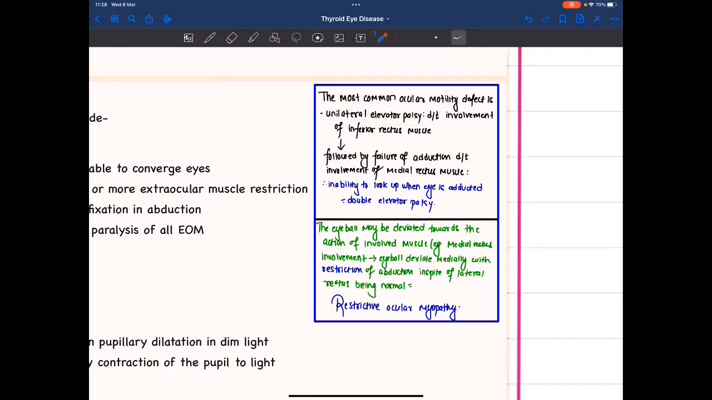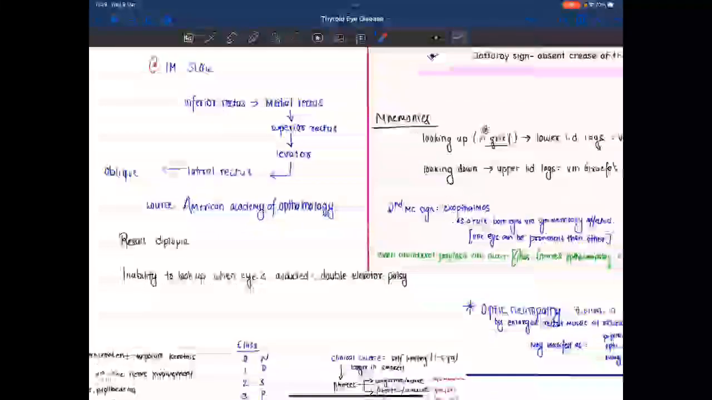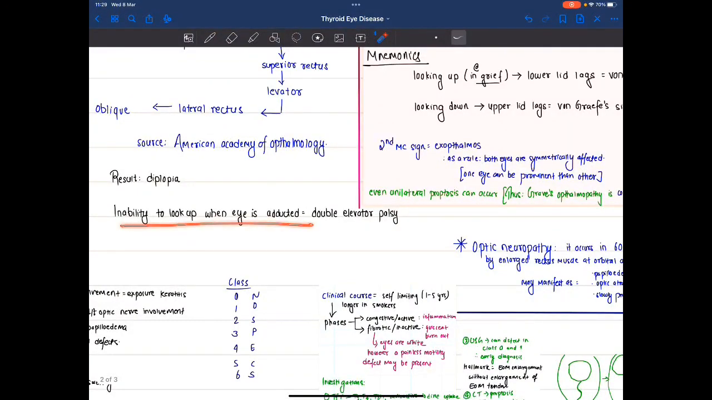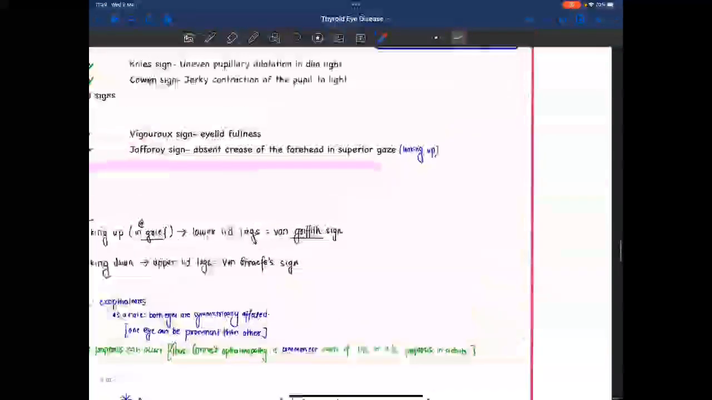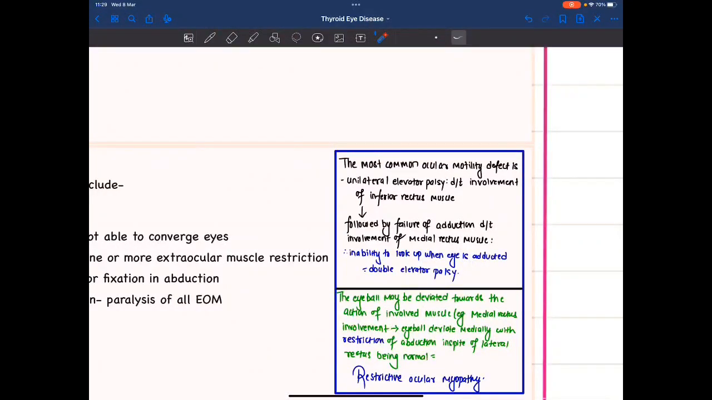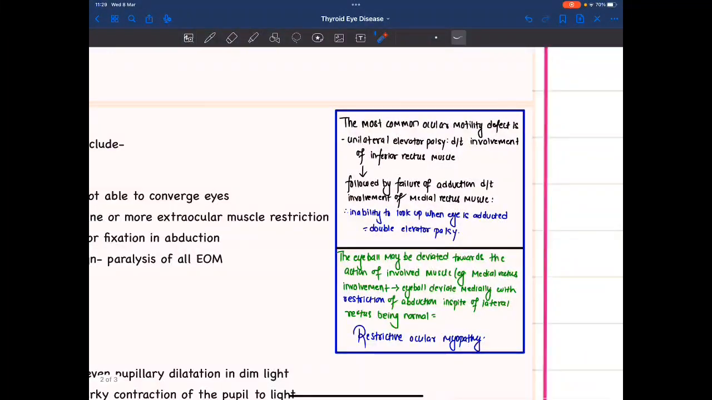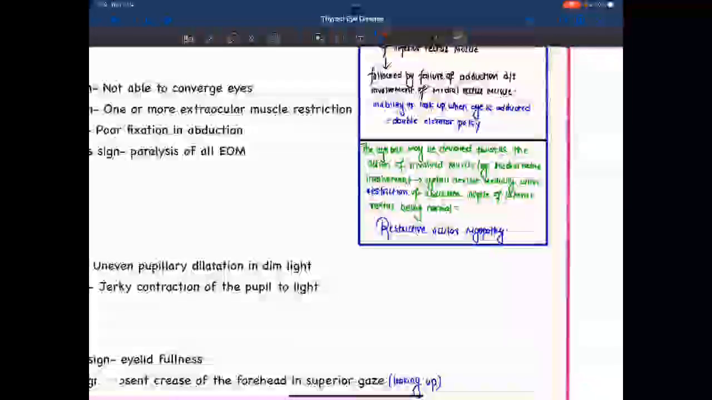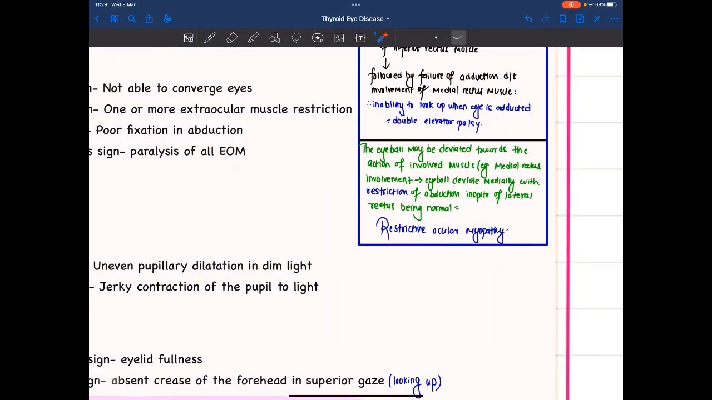I told you previously that inability to look up when the eye is adducted is known as double elevator palsy. But the most common ocular motility defect is unilateral elevator palsy due to involvement of the inferior rectus muscle at first, followed by failure of adduction due to involvement of the medial rectus muscle. So the first is unilateral elevator palsy followed by double elevator palsy. The eyeball may be deviated towards the action of the involved muscle.